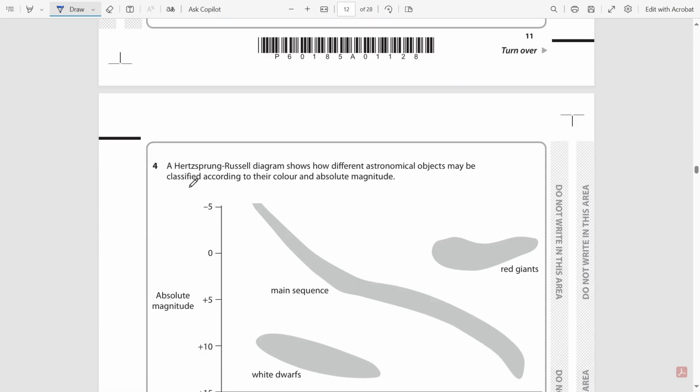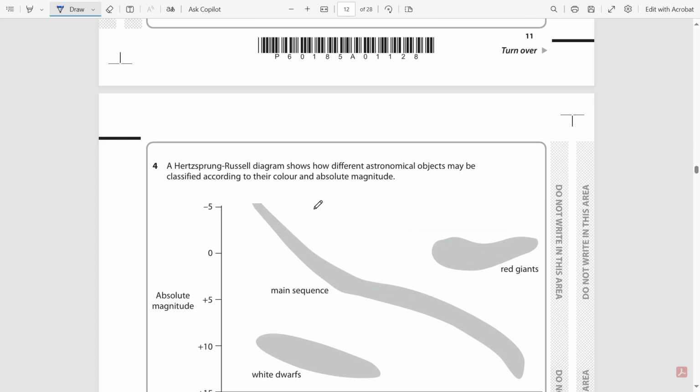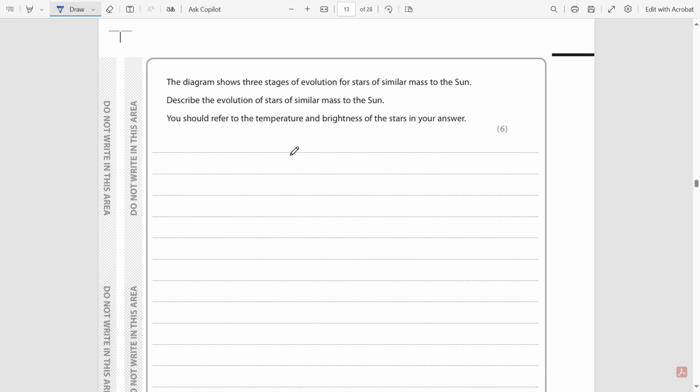Oh wow, okay, a Hertzsprung-Russell diagram, interesting. I was not expecting this. Okay, this makes me really happy. The diagram shows three stages of evolution. Oh wow, that's a big question. Okay, describe the evolution of stars of similar mass to the sun.